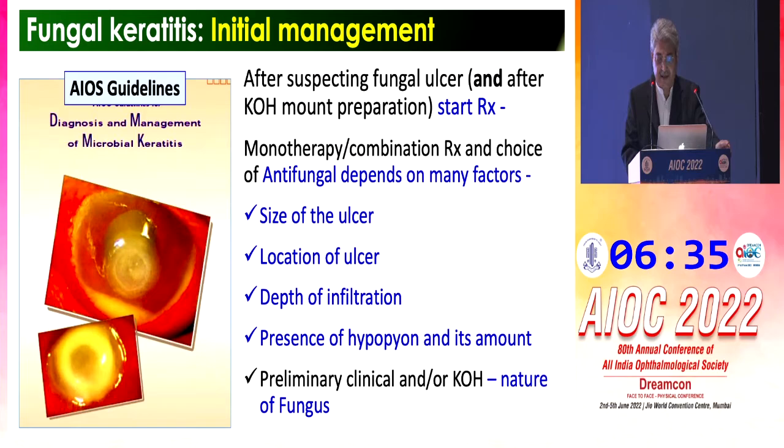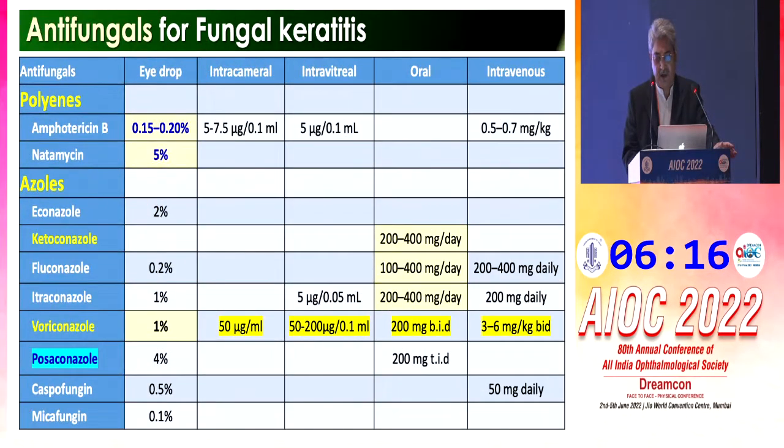The AIOC guidelines are there: size, shape, location, depth, and presence of hypopyon or not. And primarily, if you want to do one microbiology test, please do a KOH preparation and see it yourself under the microscope. You can actually group them differently.